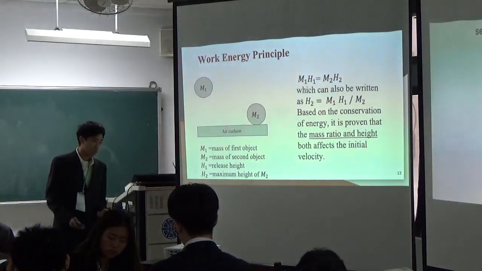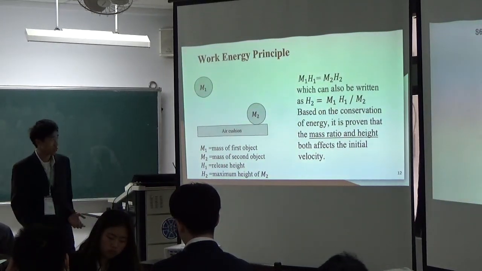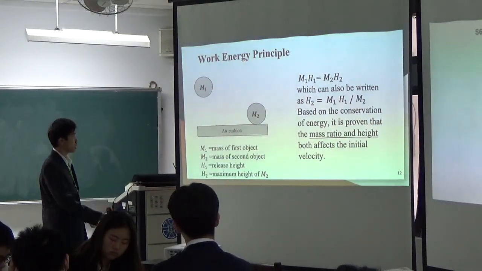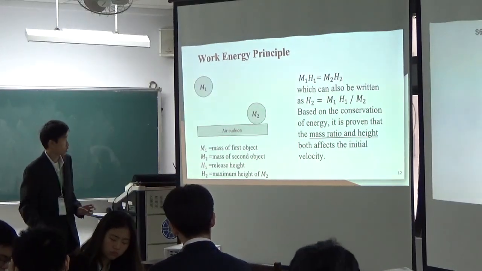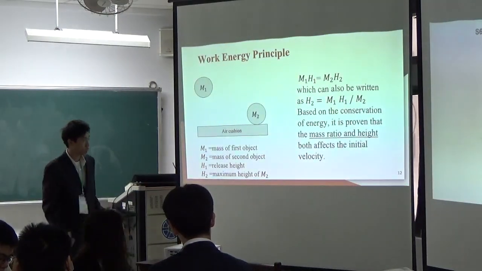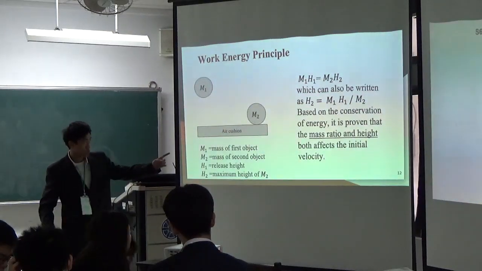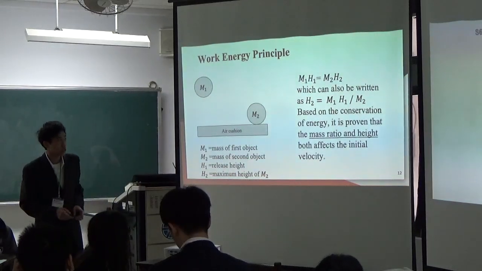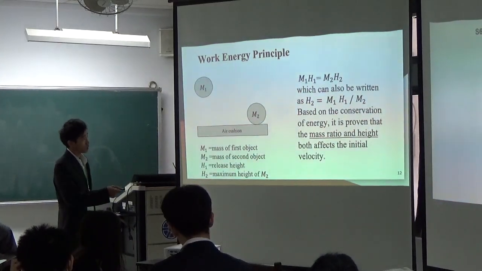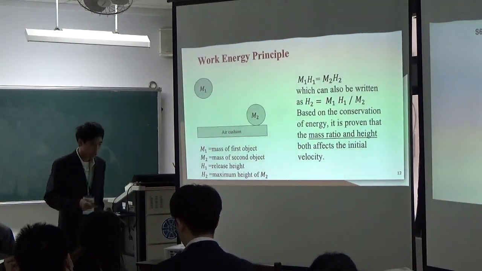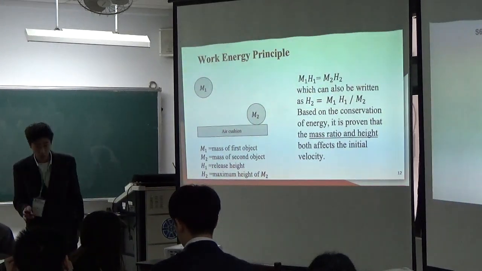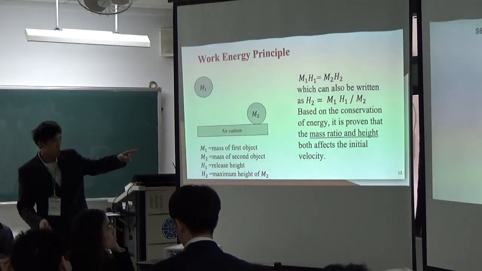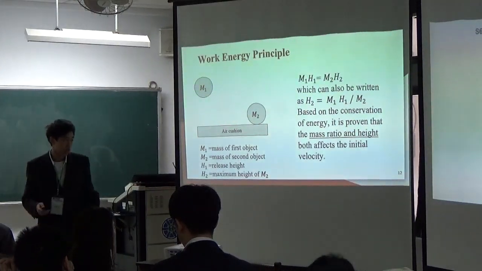So how do we prove this? We use the work energy principle. Considering that no energy loss is involved in this experiment, 100% of the energy used is transferred. By using M1 H1 equals M2 H2, we get that H2 equals M1 times H1 over M2. We calculate the initial velocity using the square root of 2 times g times H2. So we can see that the mass ratio M1 over M2 and height H1 both affect the initial velocity.